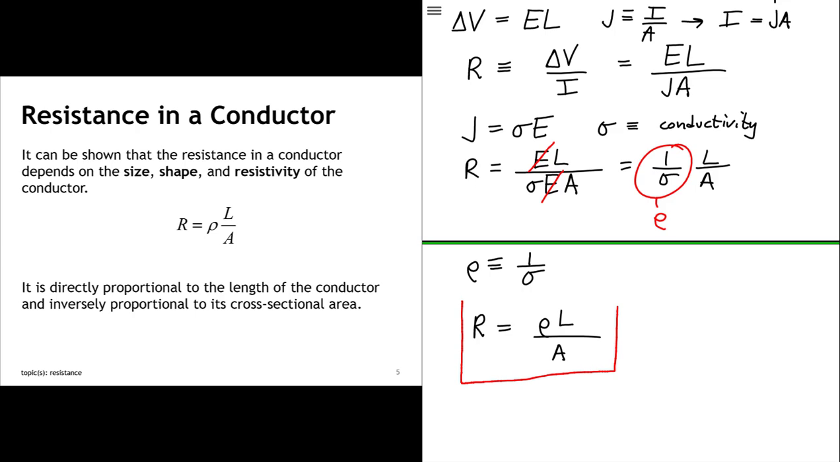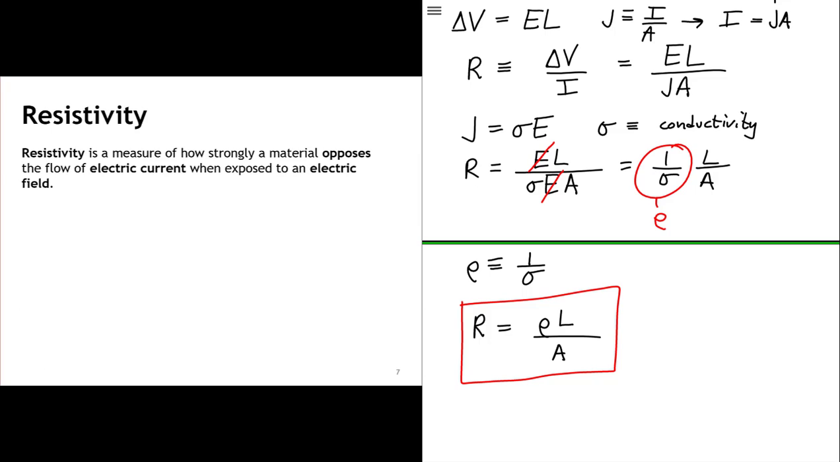So we now have our expression for the resistance in a conductor: the resistance in a conductor is directly proportional to the ratio of that conductor's length over the cross-sectional area through which the charge carriers must move, where the proportionality constant we call resistivity.